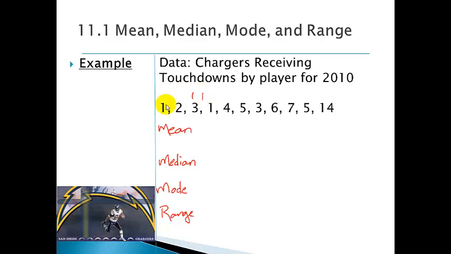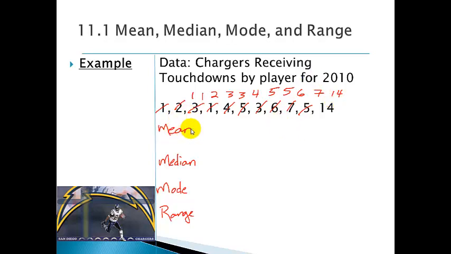So I have 2 ones, I can just cancel those out. I have a 2, a 3, a 3, and it looks like I have a 4, 5, 5, 6, 7, and 14. And again, just to double check, I'm going to count again. So I have 1, 2, 3, 4, 5, 6, 7, 8, 9, 10, 11. So that's how many data points that I had, so I want to make sure I include them all.